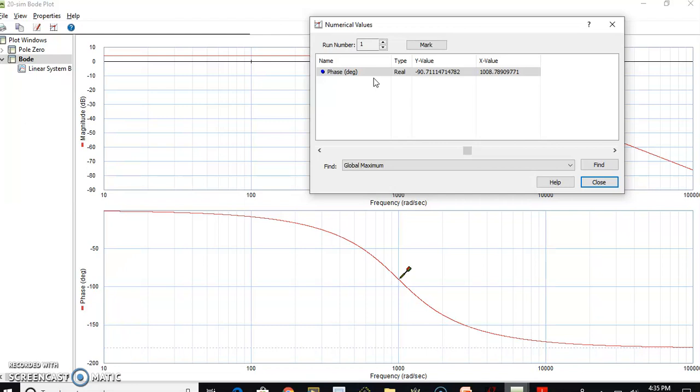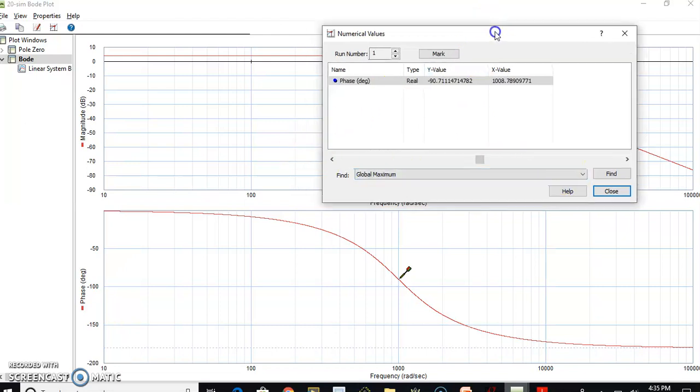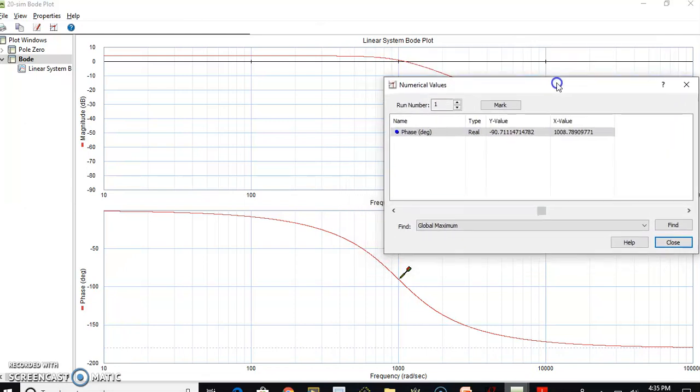We will also see the response in LTspice using the circuit diagram, and how we get a similar type of analysis for a circuit. We'll see that in the next video for the same low pass filter.